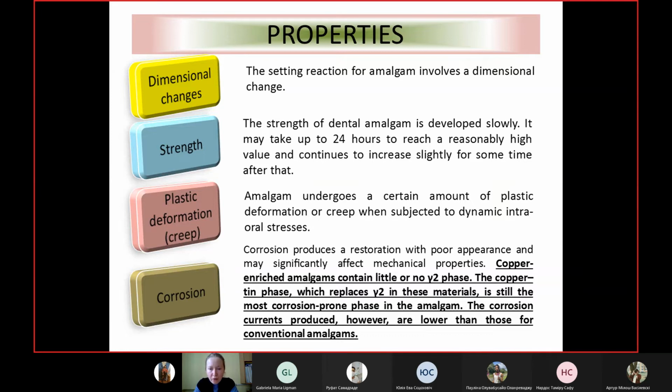Corrosion. Corrosion produces a restoration with poor appearance and may significantly affect mechanical properties. Copper-enriched amalgams contain little or no gamma-2 phase. The copper-tin phase, which replaces the gamma-2 phase in these materials, is still the most corrosion-prone phase in the amalgam. So the gamma-2 phase is not a good one, and it is being eliminated in the modern formulations of amalgam refillings.